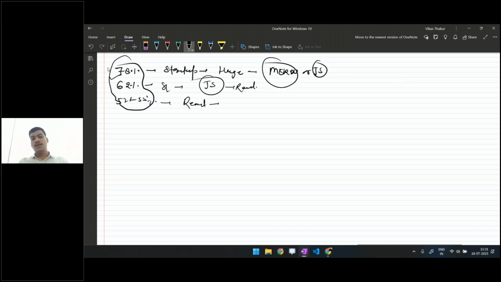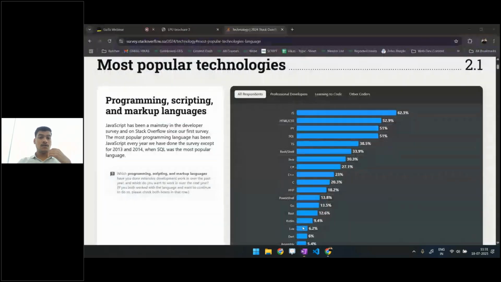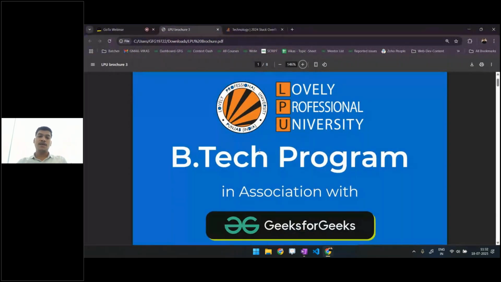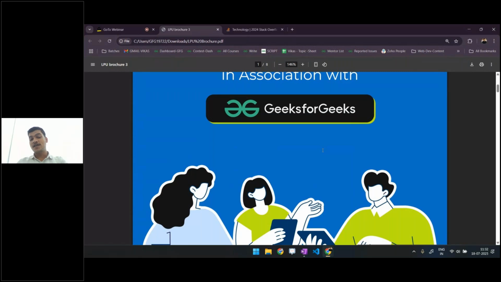Now, for example, if you are just 12th pass, or you are just thinking about enrolling in a BTech, BCA or any diploma, and you want to gather input on how you are going to learn this particular technology in your BTech or BCA, for that purpose let me show you the brochure I have. This is a program that is associated with GeeksforGeeks, right? The BTech program with GeeksforGeeks. If you don't know GeeksforGeeks, it doesn't make sense.